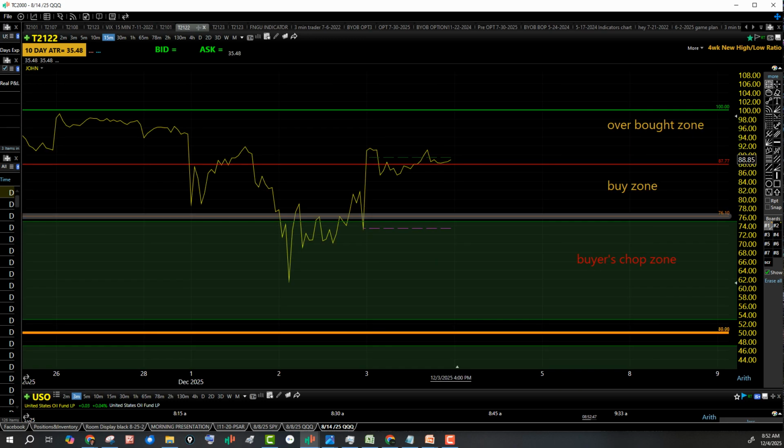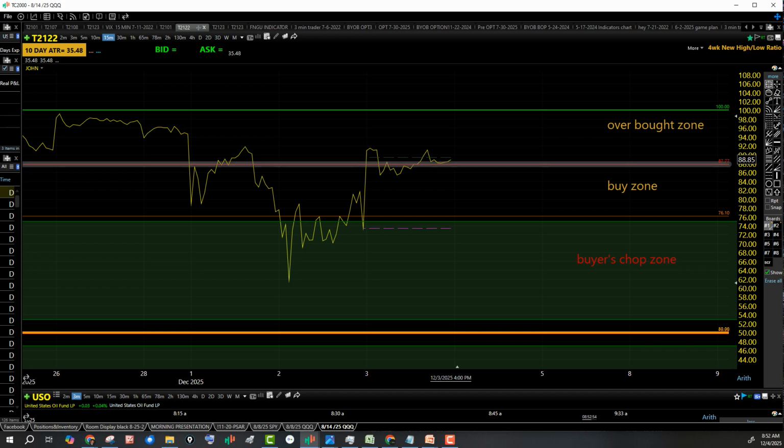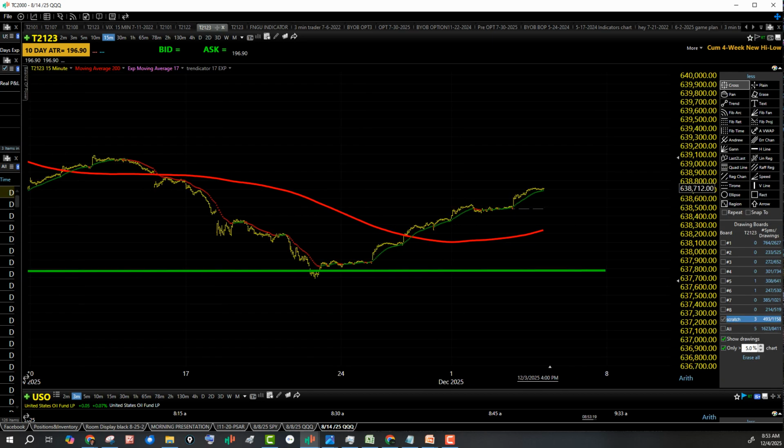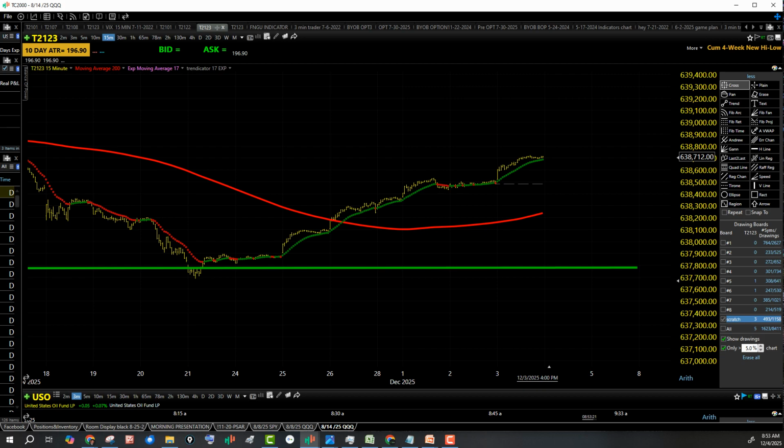T2122, we spent our day chomping around. We fought our way out of the buyer's chop zone. We found ourselves chomping around between the buy zone and the overbought zone. And I love that. I hope we stay there till the end of the year. I don't think it'll happen, but I like this position right there. Going back and forth between these two. That's T2122.